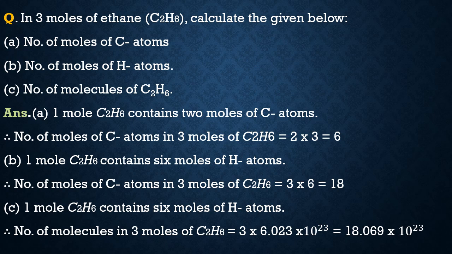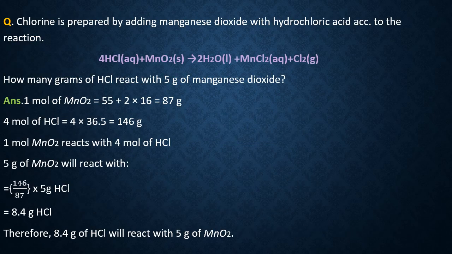Second, the next stoichiometric numerical. Chlorine is prepared by adding manganese dioxide to hydrochloric acid according to the following equation: 4HCl plus MnO2 gives 2H2O, MnCl2 and chlorine. The question is, how many grams of HCl react with 5 gram of manganese dioxide? Let us calculate as per the stoichiometry how much is required. 4 moles of HCl means 4 into this. This is the gram molecular mass of HCl, equal to 146. So 4 HCl means it is 146 gram.